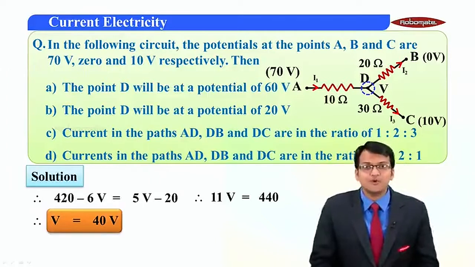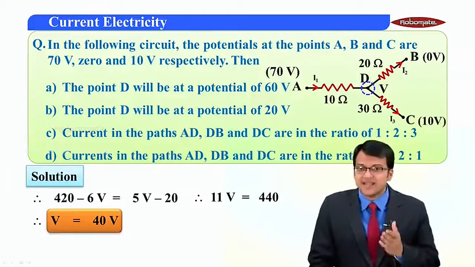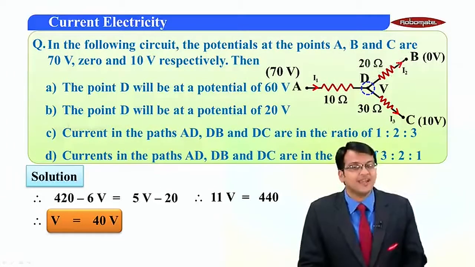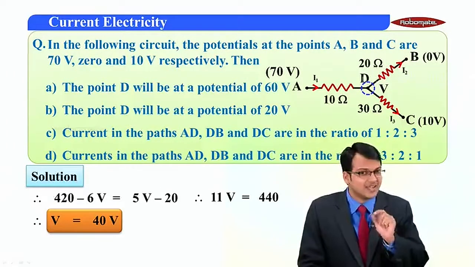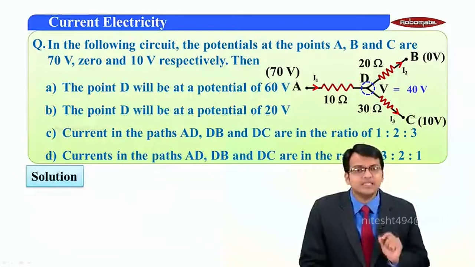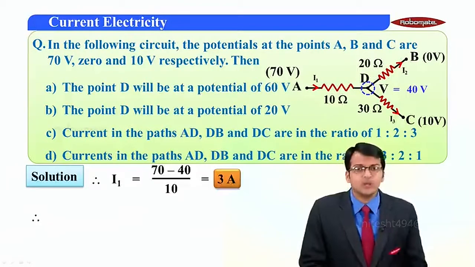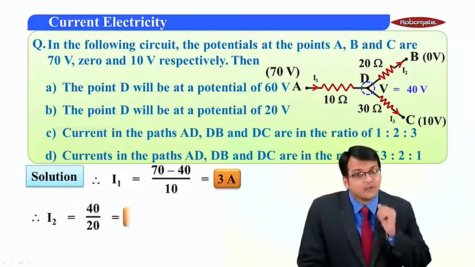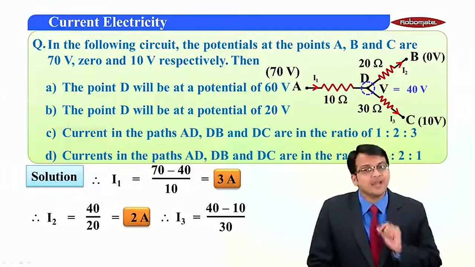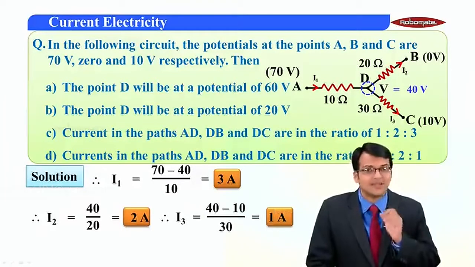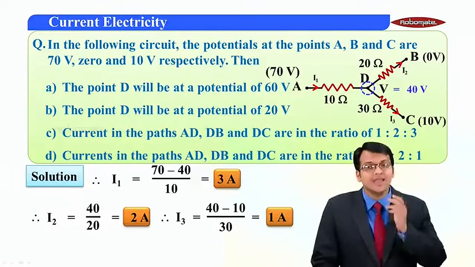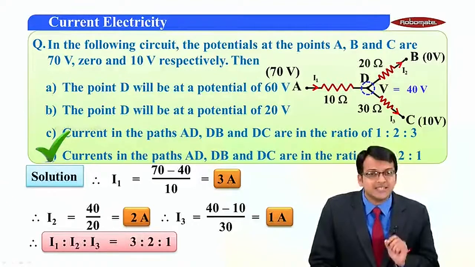But oh, there is no 40 volts among the options, implies my option A and option B are incorrect. So let's try to find the ratio of the currents, that is I1, I2 and I3. Now when you know the potential at point D, you can easily substitute in the equations so that your I1 comes out to be 3 amperes, your I2 comes out to be 2 amperes and your I3 comes out to be 1 ampere. Implies the currents are in the ratio of 3:2:1, implies your option D is correct.